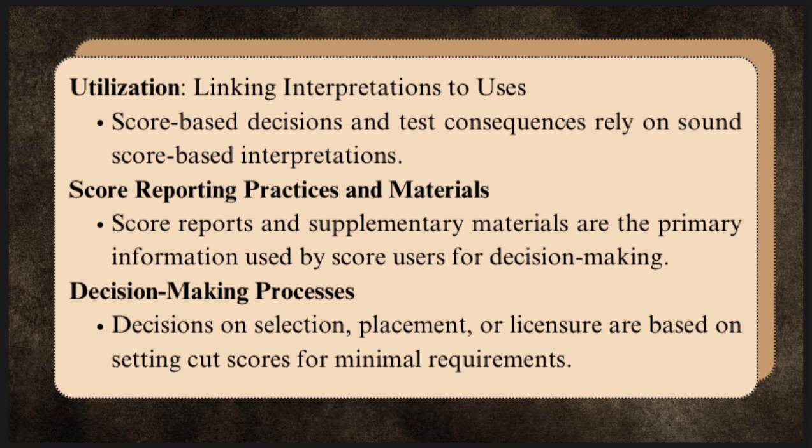Utilization links score interpretation to real world decisions. Score reports guide users as they rely on them for decision making. Cut scores determine eligibility for selection, placement, or licensure. For example, a university uses an English test score to decide if a student needs additional language support.